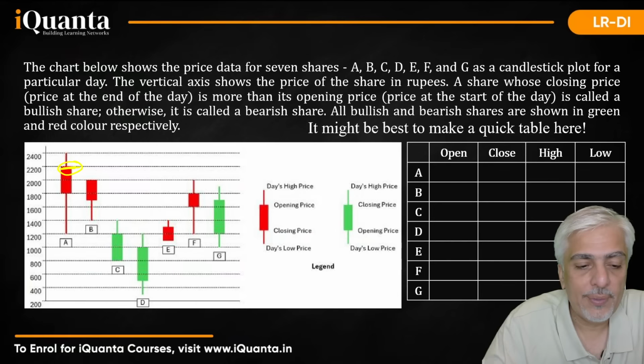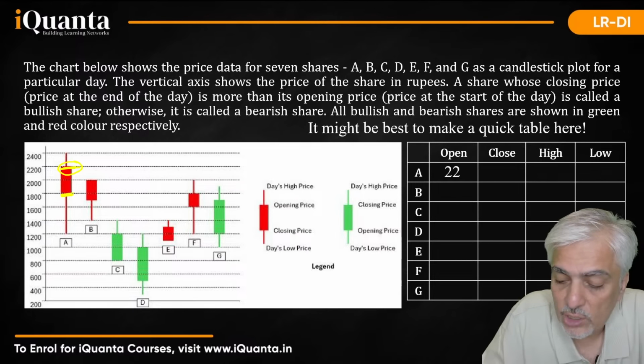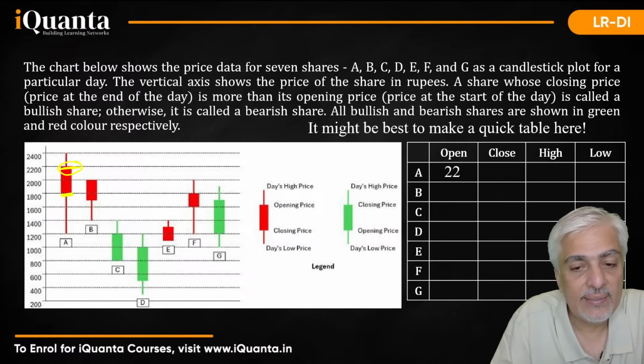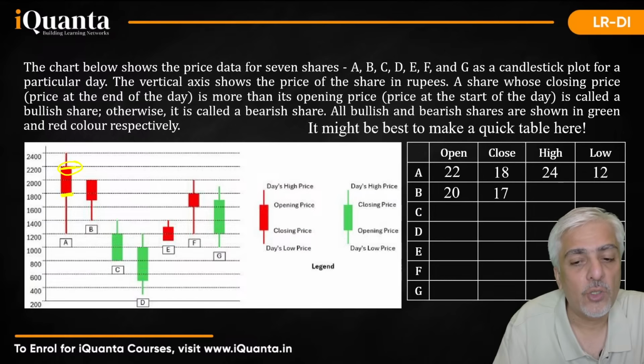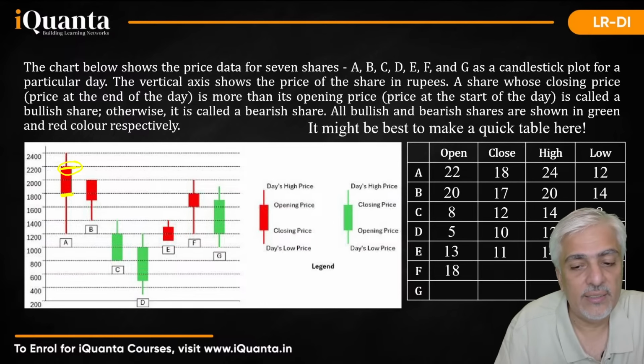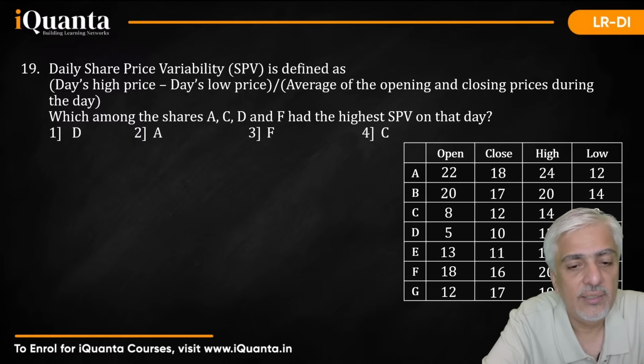So A, the opening price is 22. What is the closing price? Closing price is over here, 18. High price is 24, low price is 12. And that is what I quickly did for all of them. Nothing much to explain in that. So these are the things I did. Maybe took me 1.5, 2 minutes to reach till here.